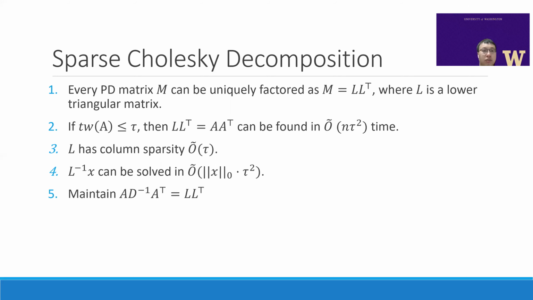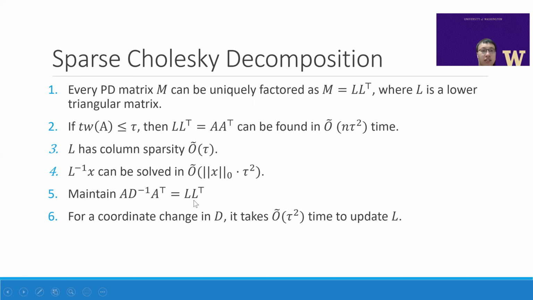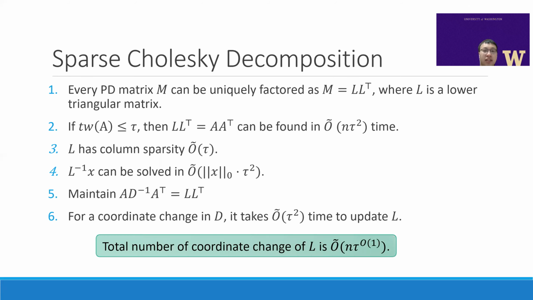Now our goal is to maintain this A D inverse A transpose by L L transpose. And it turns out for a coordinate change in diagonal matrix D, it only takes tau square time to update L. And hence, we can maintain L in time n times poly tau. And this also implies the total number of coordinate changes of L is at most n times poly tau.